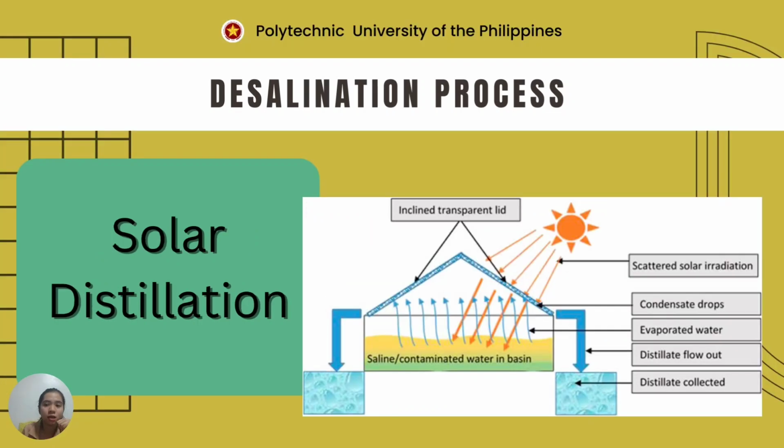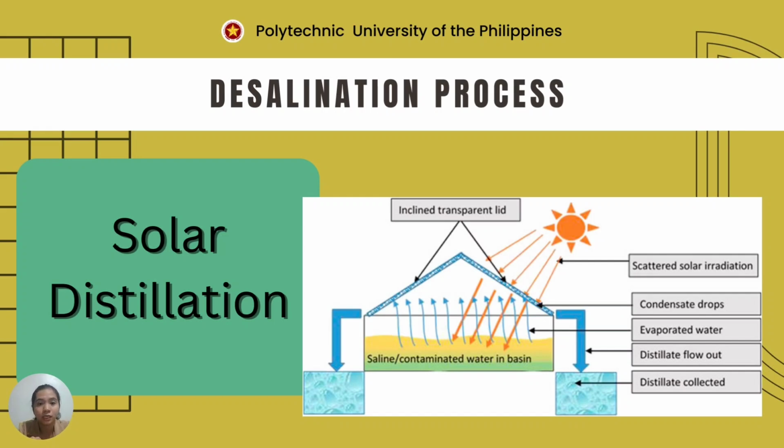Next is solar distillation. It imitates the water cycle, as it consists of evaporating the seawater in large facilities with roofs, where it is condensed and collected as fresh water.